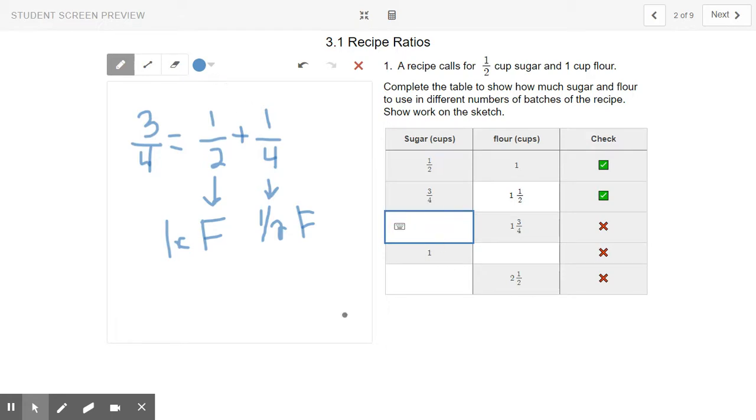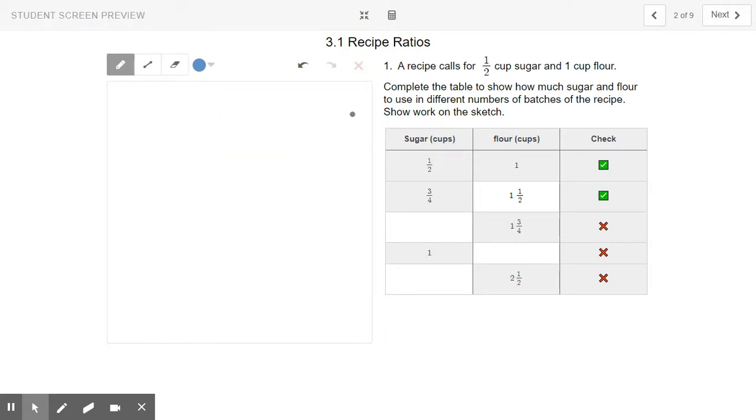Now, I'm also going to skip down to this next one here. So I'm going to skip this one and go to this one. For this one, I can think of it as I have 1 cup of sugar. Well, I know that 1 cup of sugar is actually twice the amount as 1/2. So if I'm doubling my amount of sugar, I have to double my amount of flour. So I actually know that that is going to be 2.